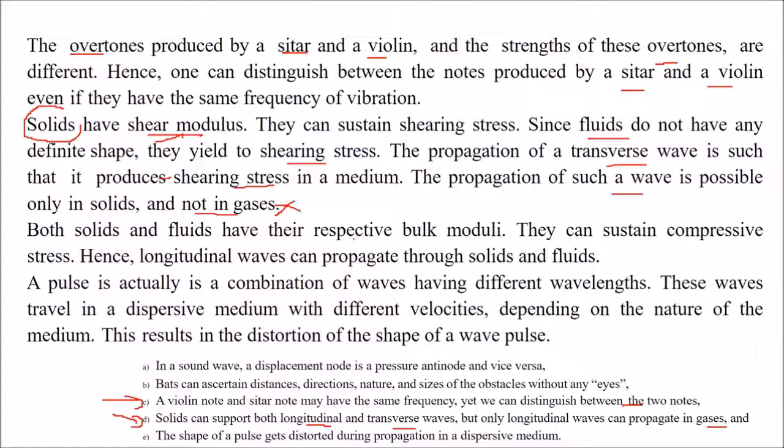Both solids and liquids have bulk modulus B, so they can sustain compressive stress. That is why longitudinal waves can propagate in solids or in fluids. The shape of a pulse gets distorted during propagation in a dispersive medium. A pulse is a combination of waves having different wavelengths lambda. These waves travel in a dispersive medium with different velocities, depending on the nature of the medium. The result is distortion of the shape of the wave pulse.